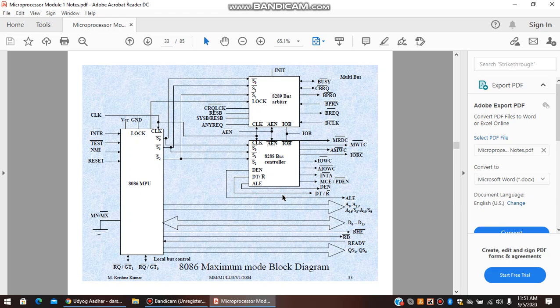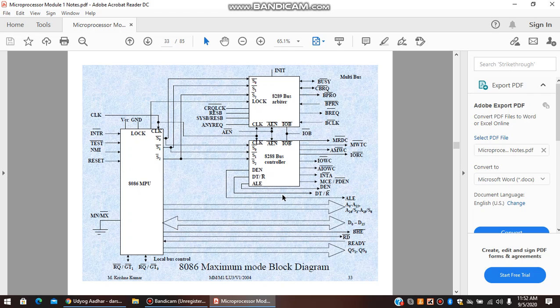Other than these 8 output commands, we also have 3 control signals which are DEN, DT/R bar and ALE. These are entirely controlled by the bus controller. So all the pins in the 8086 are now free to be used for something else in the maximum mode, and all these pins are dedicated to the 8288. Basically, this is all about the 8288 bus controller. It is going to control the address and the data bus, and it will relieve the 8086 from these controls.